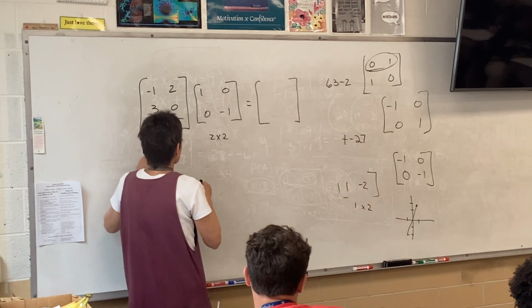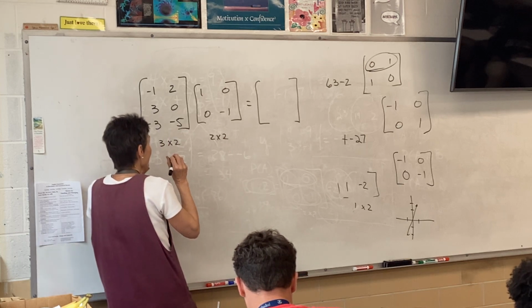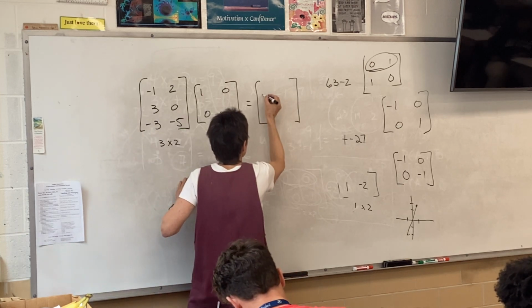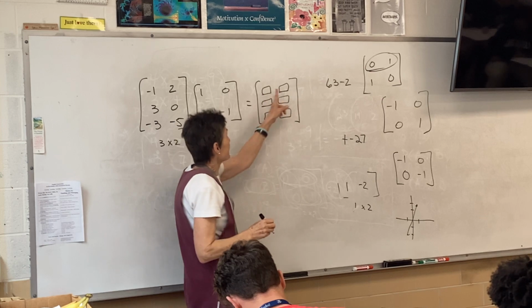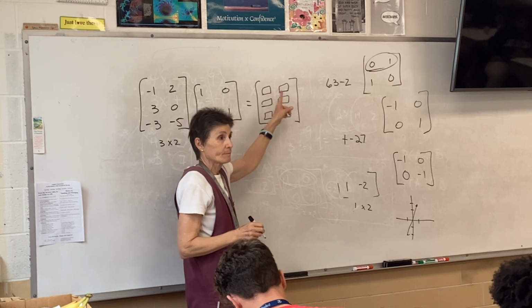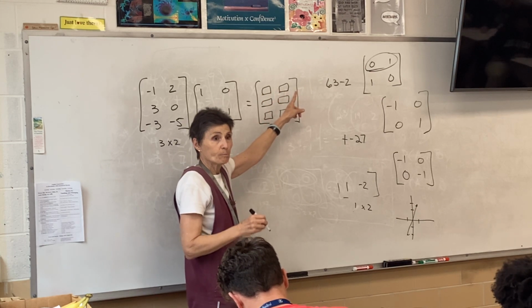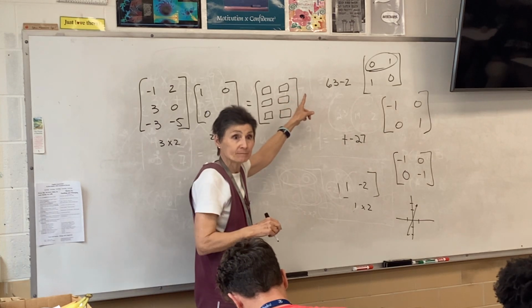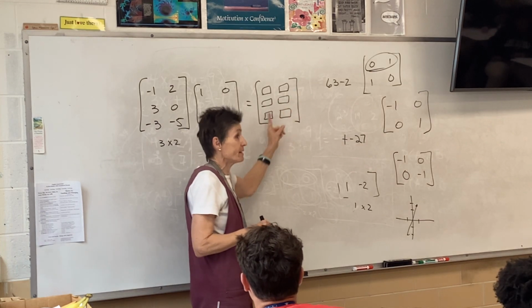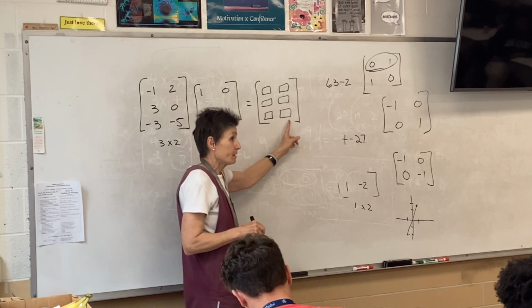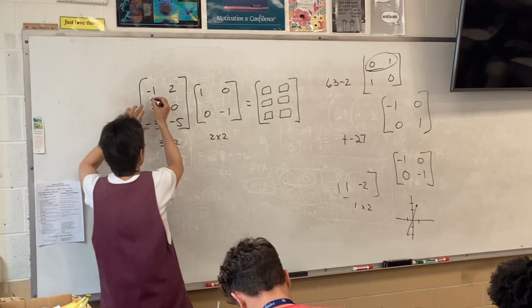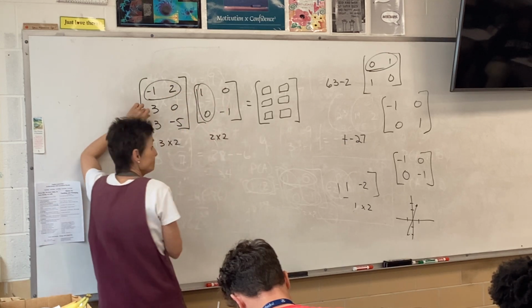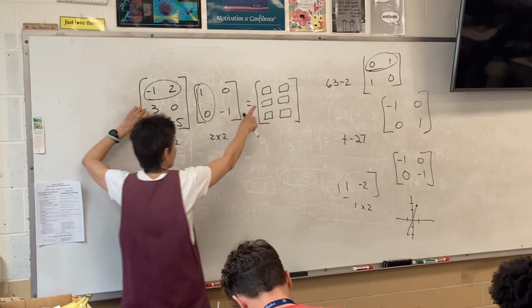All right, so I have another 3 by 2. And when I get this 3 by 2, get all these numbers filled in here. What will that right there represent? That'll be the new point A, and this is the new point B, and this is the new point C. So here we go. Let's multiply. So remember how this works, row by column. That's going to give me this guy right here.